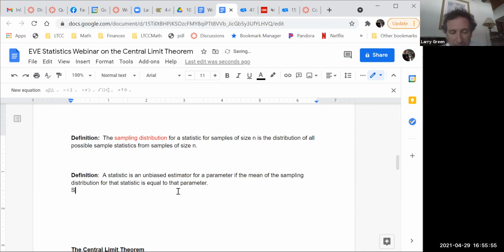So let me write this down. The sample mean is an unbiased estimator for the population mean. Which means that if you're going to take a sample and you want the best guess at the population mean, use the sample mean. Any questions on that?